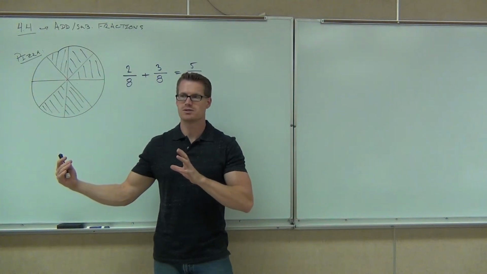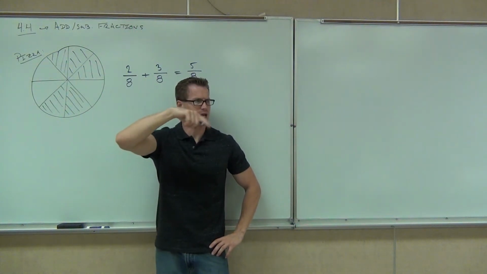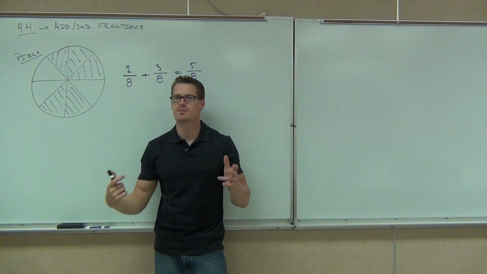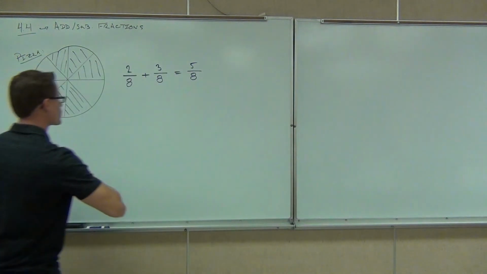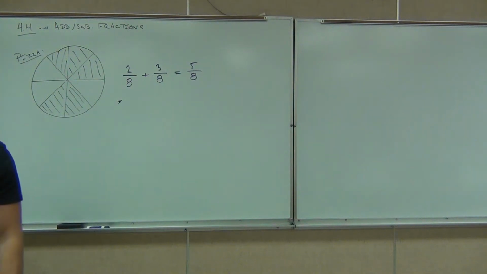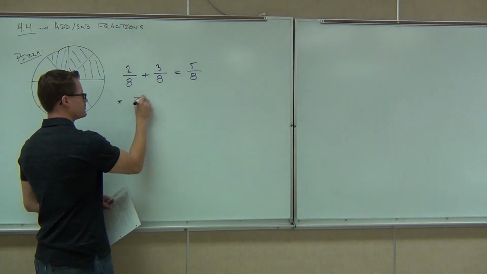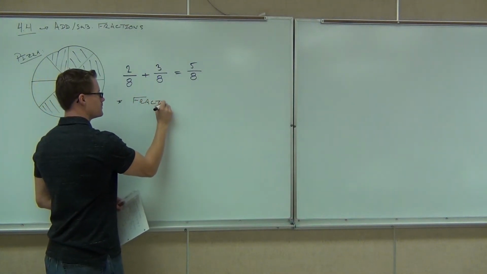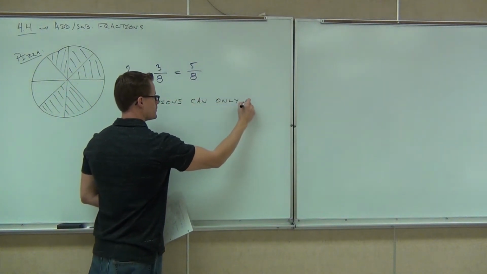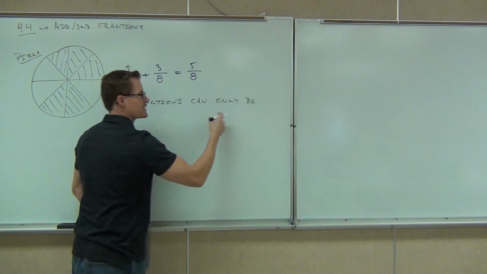We wouldn't be able to add that. We'd say, okay, we had 5 slices out of, wait a minute, there's only 6 in this pizza, there's only 8 in this pizza. That doesn't make sense. We can't add those together. We have to have the same number of slices in our pizza to add them together. So 2 things. Number 1, fractions can only be added or subtracted if they have a common denominator.